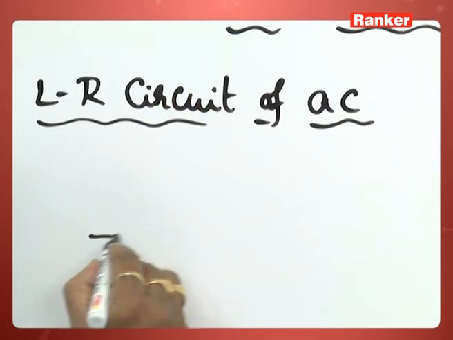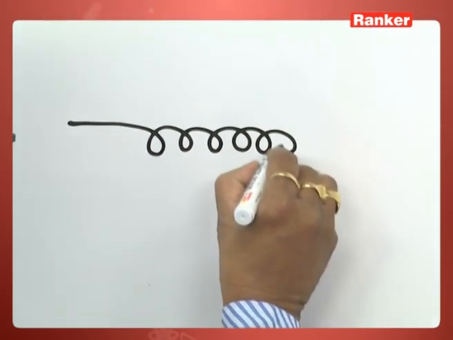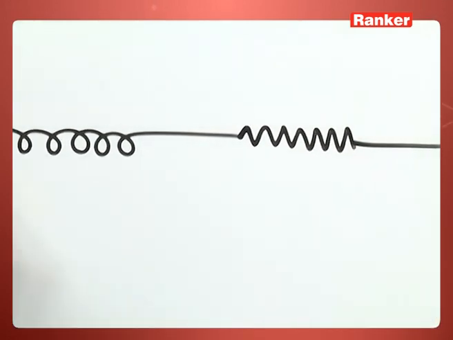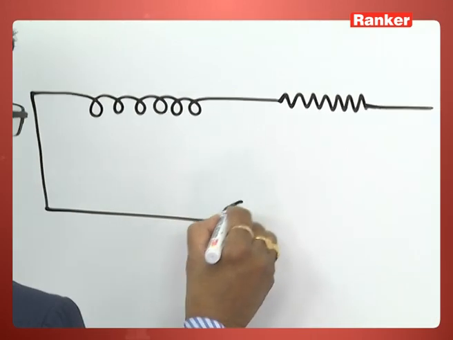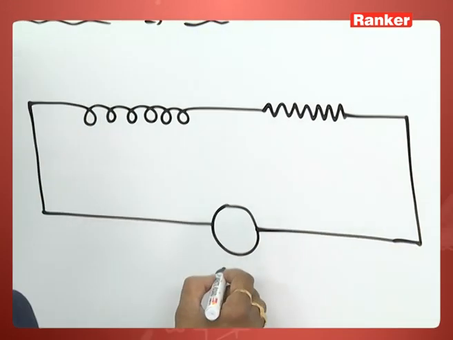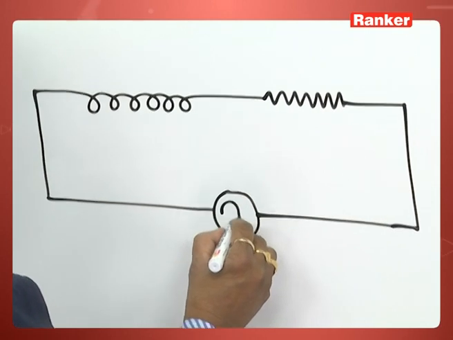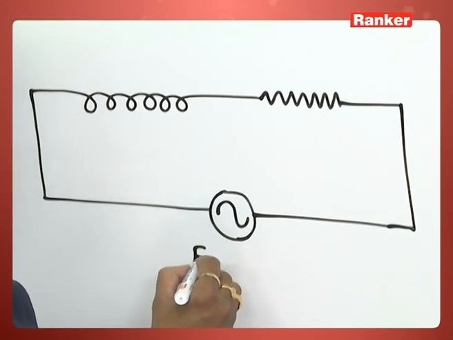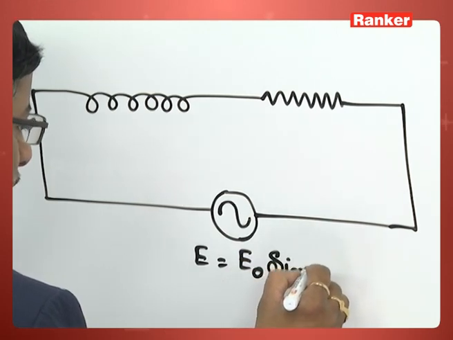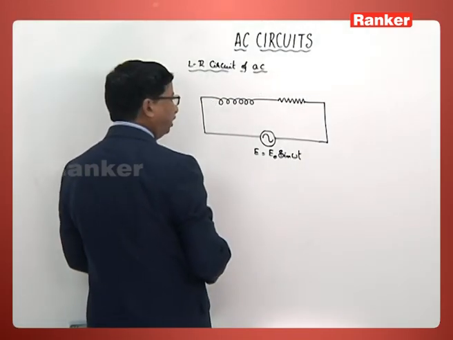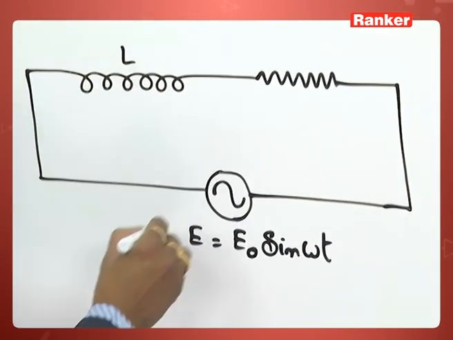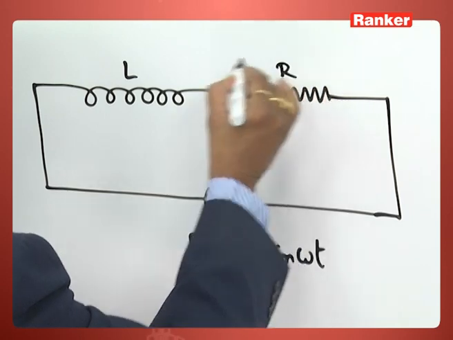When we consider there is an inductance this way, there is a resistance this way, both are now connected in series across an AC source of EMF equal to E naught sin omega t. This inductance is L, resistance is R.